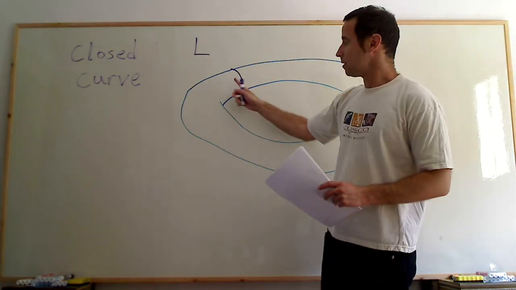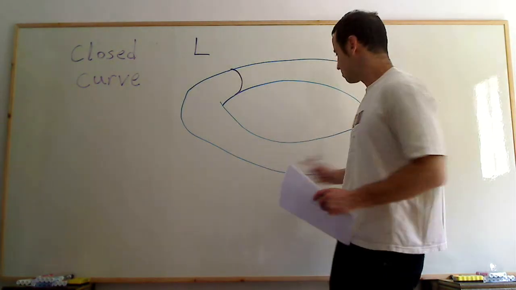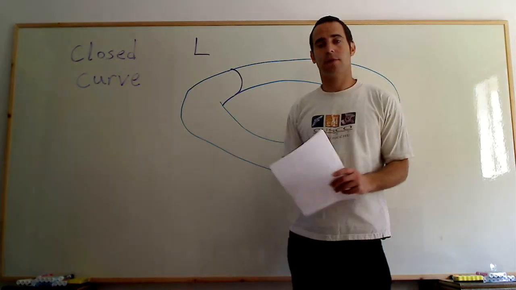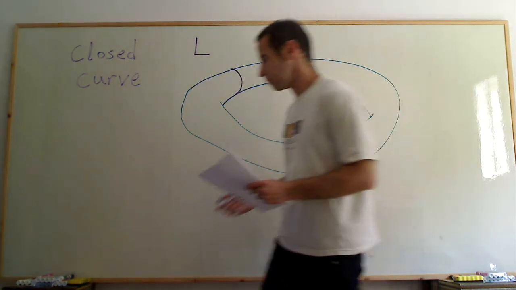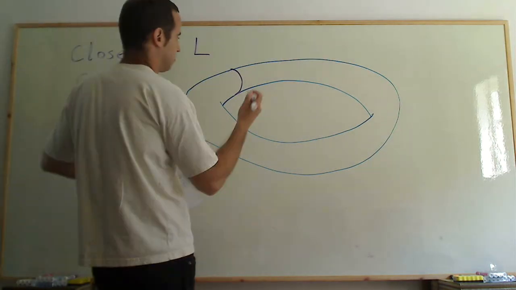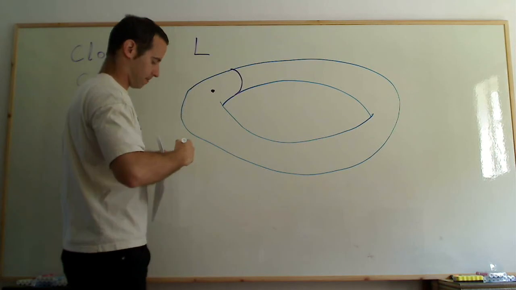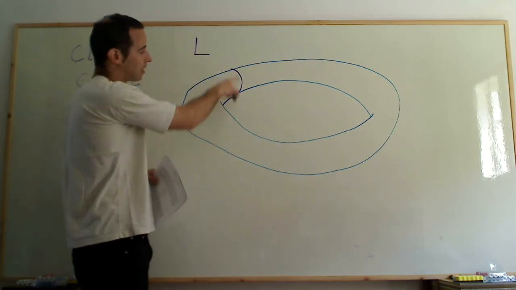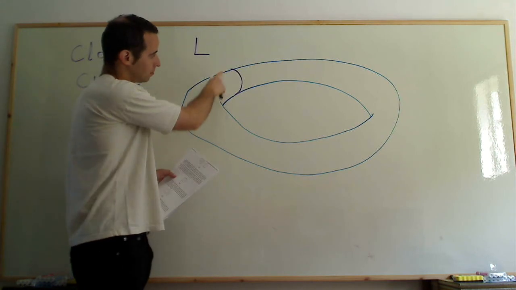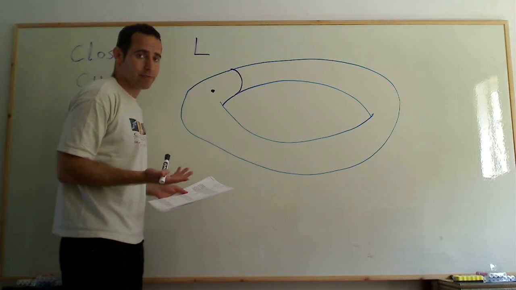So it doesn't divide the torus, the donut, into inside and outside. Why? If we put a point here, is it inside the closed curve L or outside? It doesn't have a meaning.